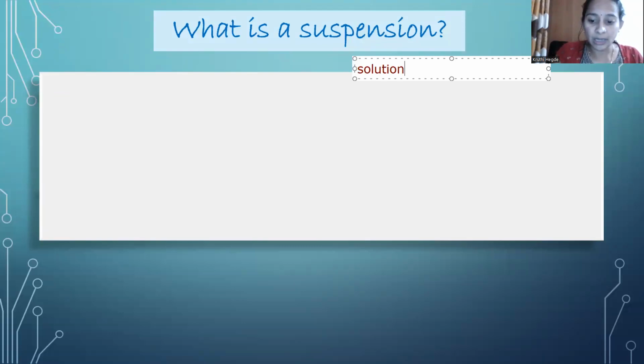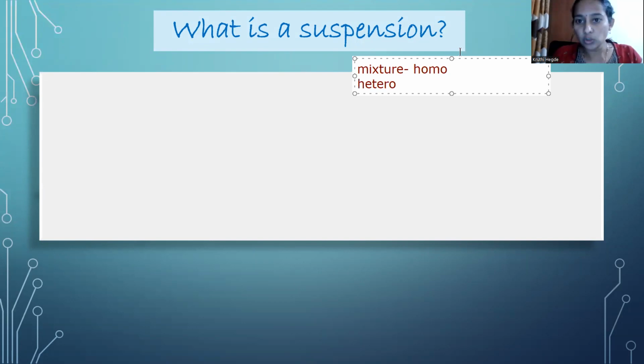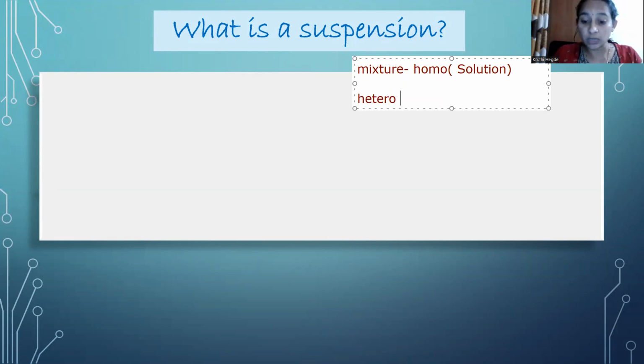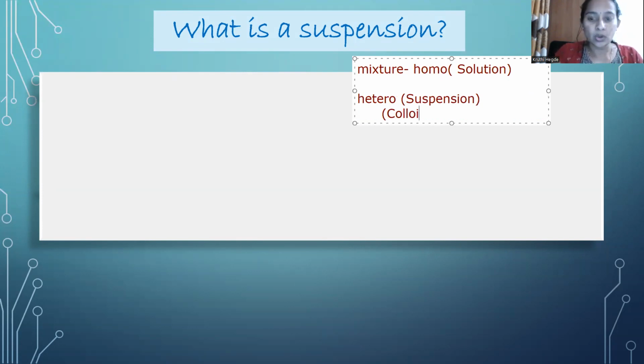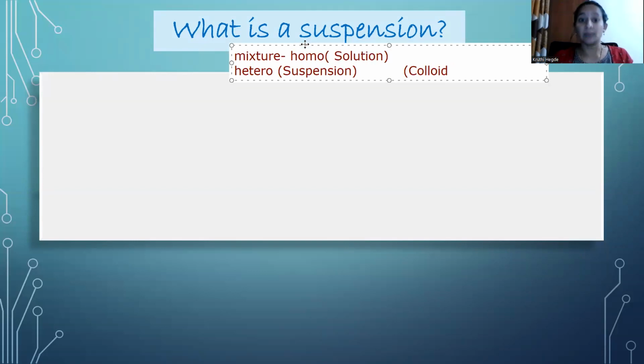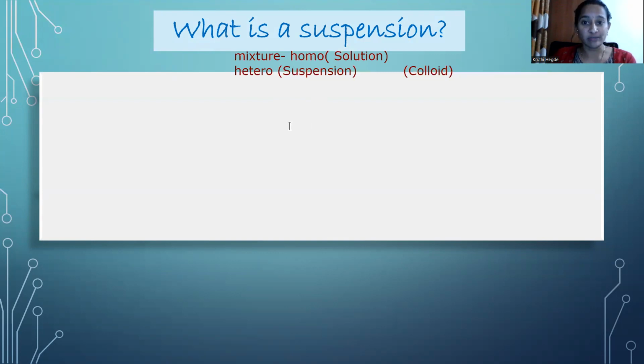A mixture can be homogeneous or it can be heterogeneous. Hetero means different. A homogeneous mixture is called a solution. Solution is the homogeneous mixture. A heterogeneous mixture can be a suspension, or it can be a colloid. So, in case of mixture, we have discussed the homogeneous mixture, that is solution. Now, we need to discuss suspension and colloid. Let us discuss suspension first, then we'll go for colloid.